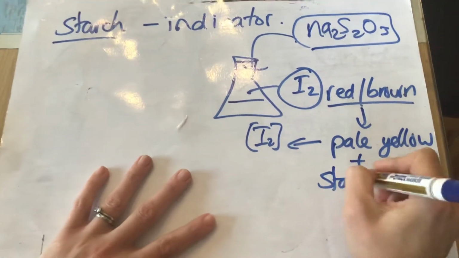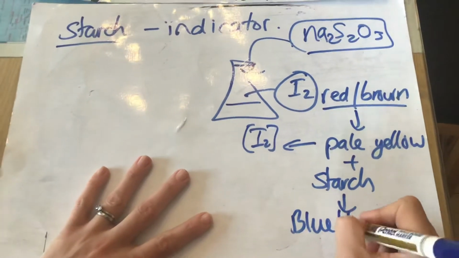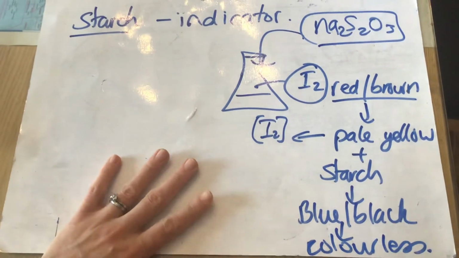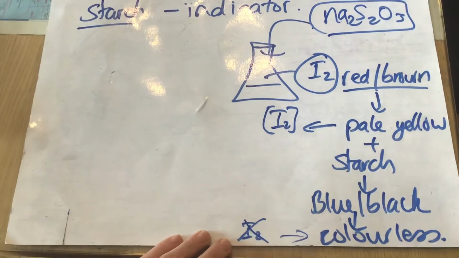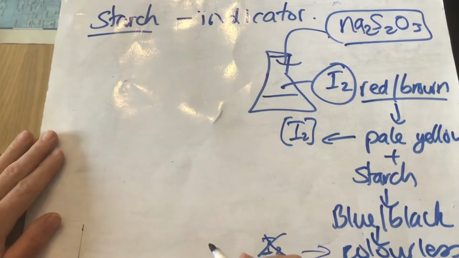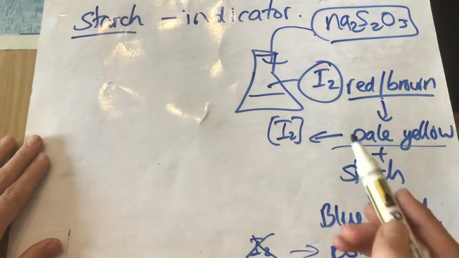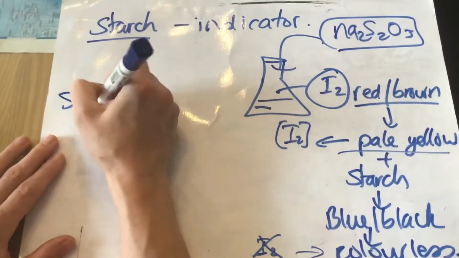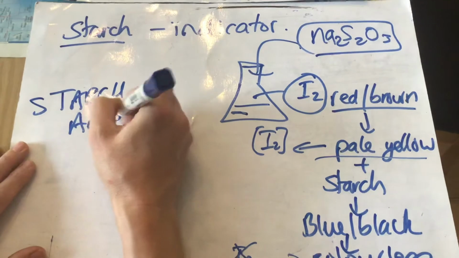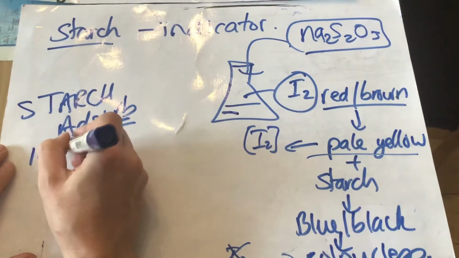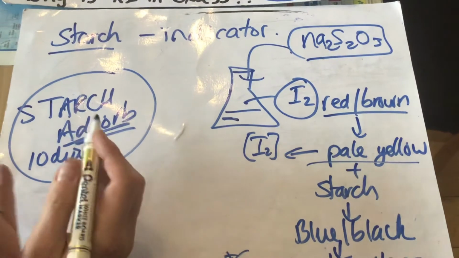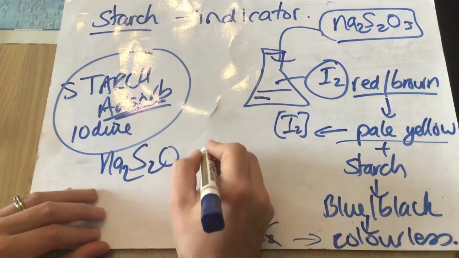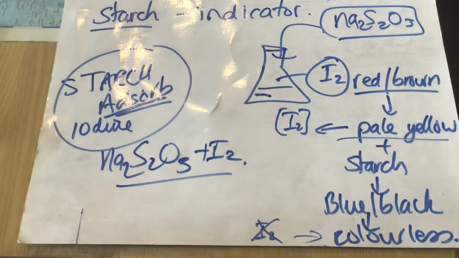Then you add the starch, and the starch and the remaining iodine turn blue-black, and then you continue to titrate until the blue-black turns colourless. Then all of the iodine has reacted. All the iodine is gone at that point when you see colourless. Now, the reason for adding the starch at the pale yellow stage is that if you added starch in at the beginning, then what would happen is the starch would adsorb onto the iodine. And if the starch adsorbs to the iodine, then the sodium thiosulfate can't react with the iodine and you're going to get an inaccurate result.